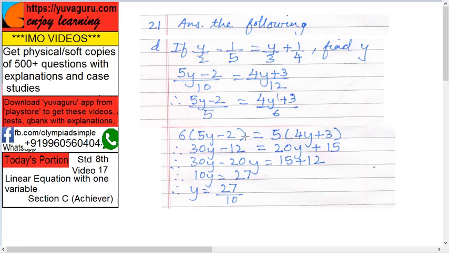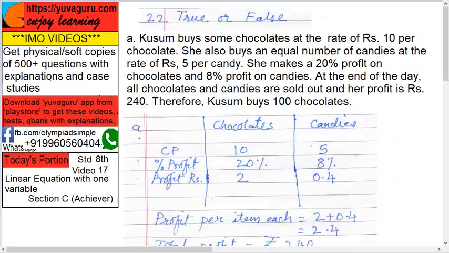So 6 into (5y minus 2) equals 5 into (4y plus 3). Solve this. 30y minus 12 equals 20y plus 15. Take y on one side and non-y on the other side. So 30y minus 20y equals 15 plus 12. 10y equals 27. y equals 27 by 10.